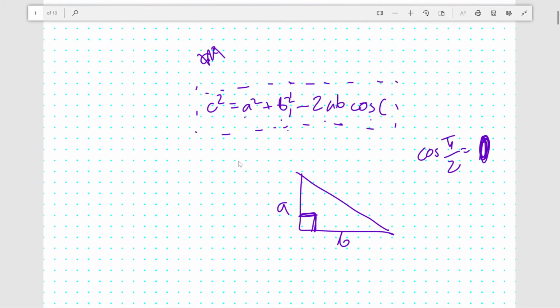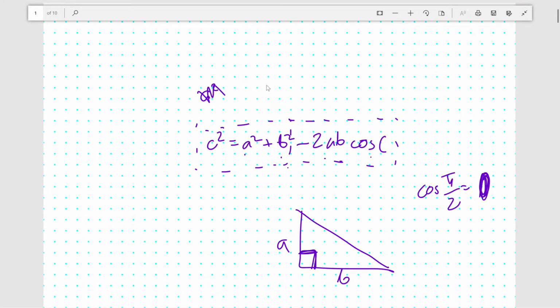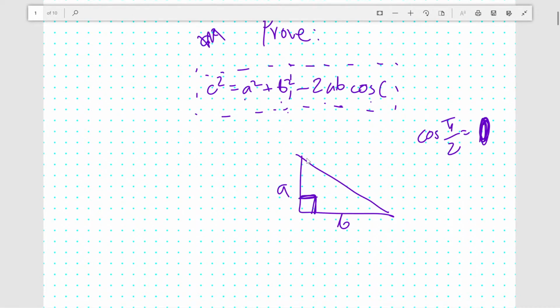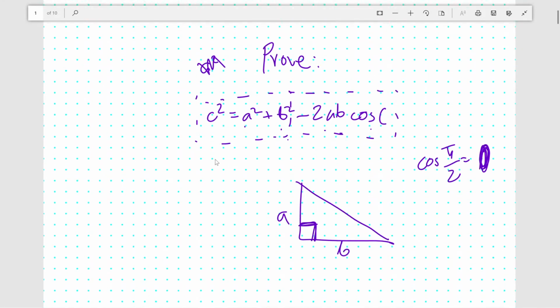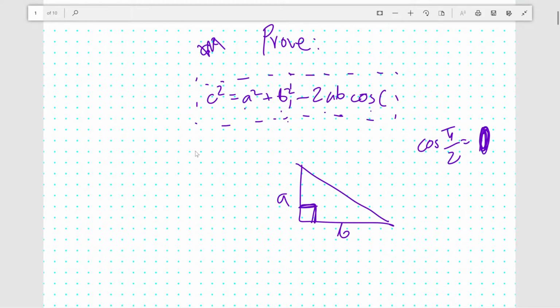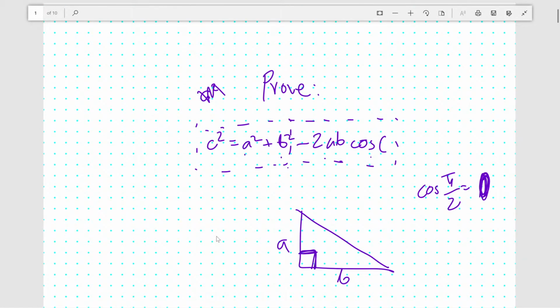Alright, so we are going to set out to prove that c squared is equal to a squared plus b squared minus 2ab cos C. This is not as simple a proof as the sine area rule, but it follows the same kind of steps at the beginning, so it should be easier to follow if you've watched the previous video.